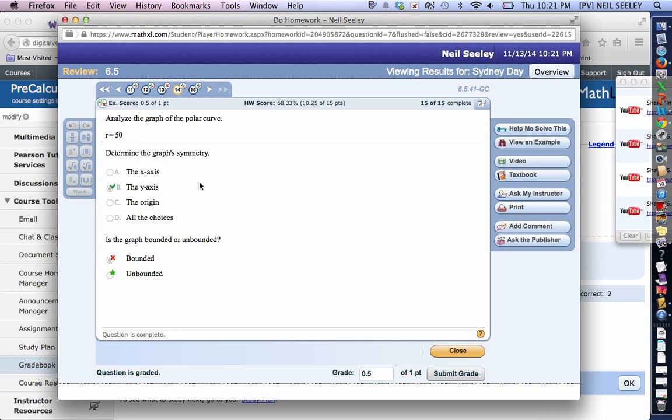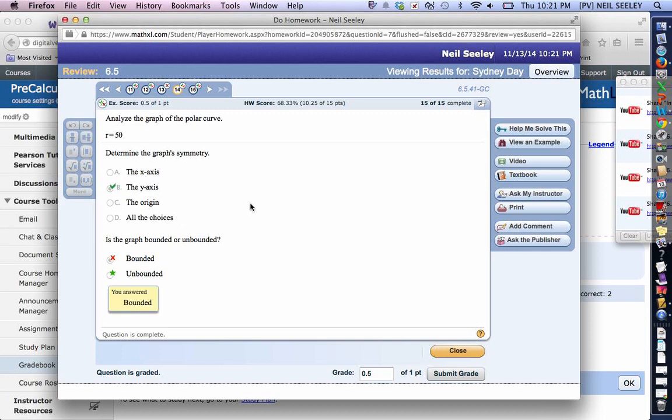Now determine the graph's symmetry. So you're trying to think, what kind of symmetry am I dealing with? Well, you're welcome to graph it and take a look at it. You'll find symmetry about the y-axis just by putting this into your calculator and graphing it, r equals 5 theta. You need to know how to graph it in polar mode. That's the big deal with this particular function.